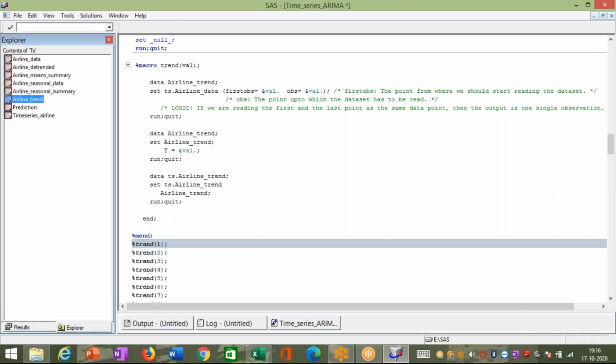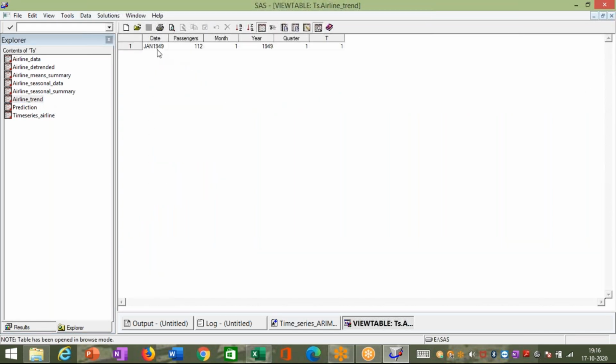Now if you go to this airline trend data, you will see that it is Jan 1949. You have the passengers, month, year, quarter, and the time period is assigned the value t equals 1. It means this is the first time point, and corresponding to the first time point, the passengers I have is 112.